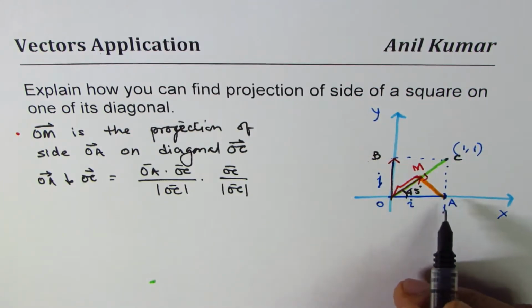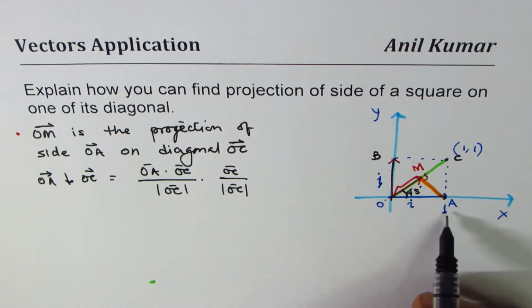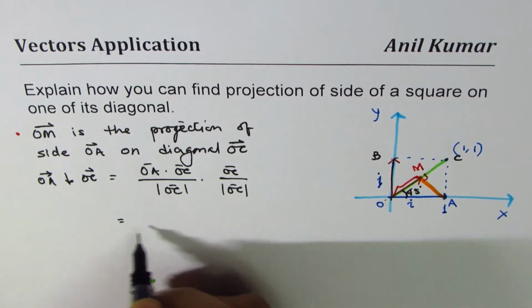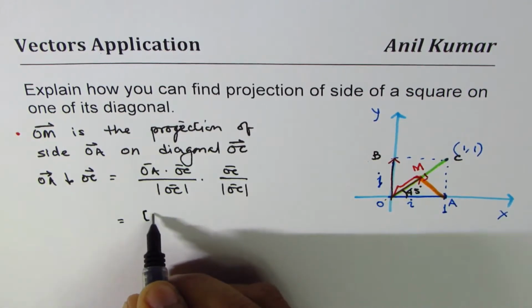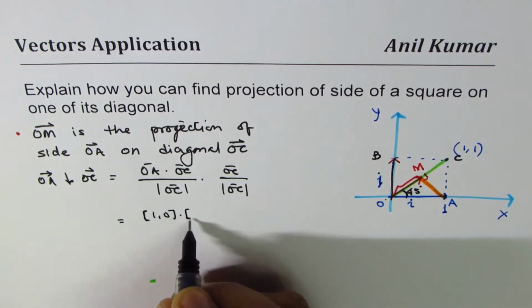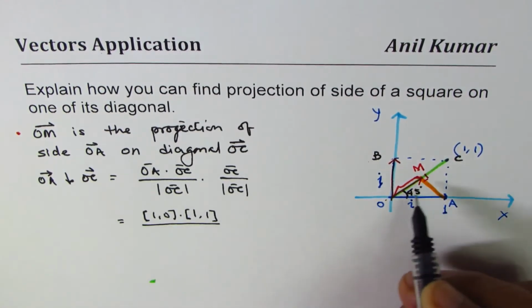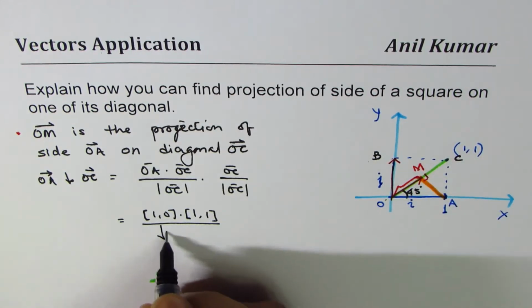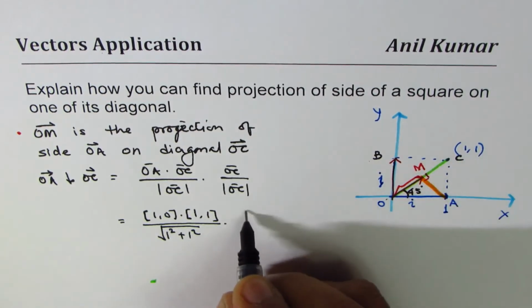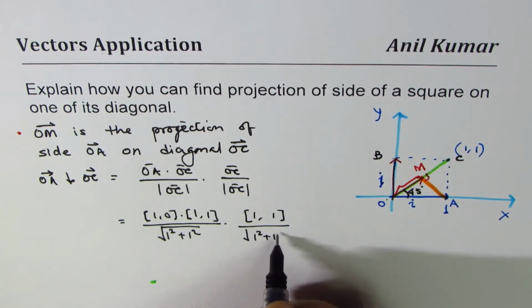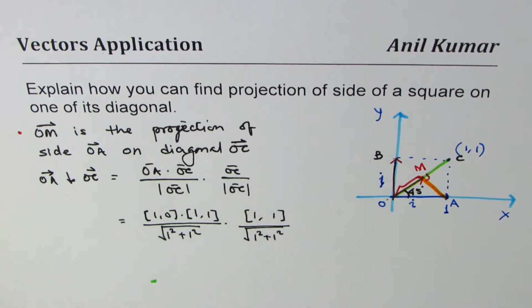Now what is OA? This vector OA is 1, 0, right? This vector is 1, 0, so we could write this as 1, 0 dot, this vector is 1, 1 over the magnitude of OC, which is square root of 1 square plus 1 square, times 1, 1 over magnitude of 1 square plus 1 square. Is it okay? So that becomes the projection of OA on OC.